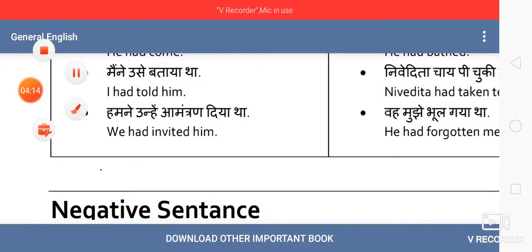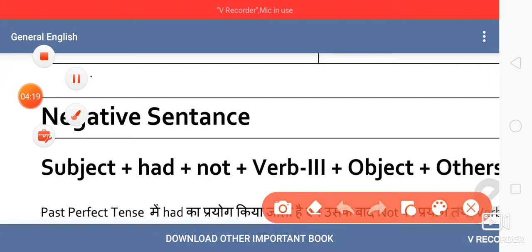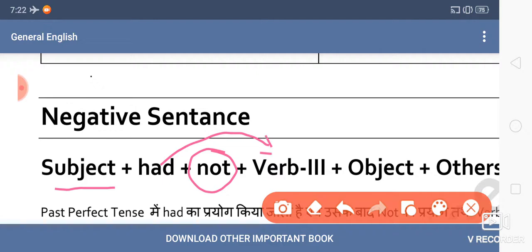Let's move forward. Now let's talk about negative sentences. In a negative sentence, we always see that there is one thing to make the sentence negative, that is not. So we always use not between the helping verb and the main verb. This is not a new thing. So we'll only add not, otherwise the remaining formula will be the same.